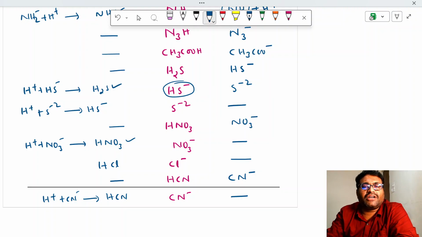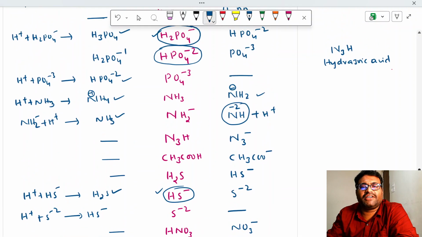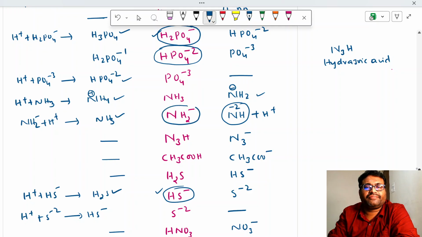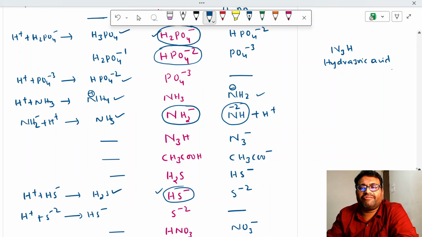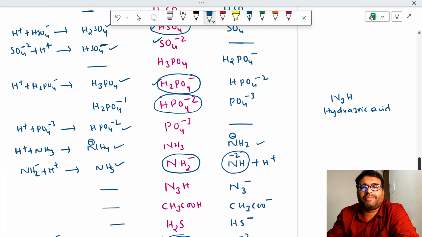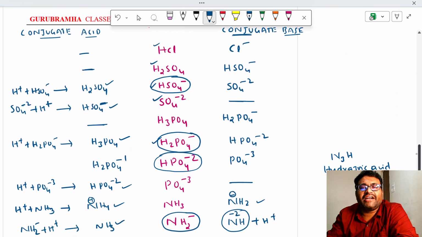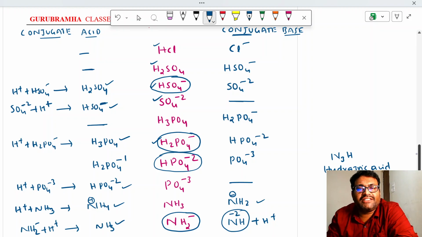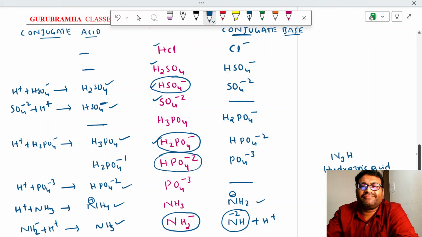Okay, so this rounded one, HS minus, and NH2 minus, HPO4 minus 2, for which both conjugate acid and base pairs are present, can act as both the acid as well as a base. Now you understood. From the given substance, if you remove a proton, you get the conjugate base. If you add a proton, you get the conjugate acid. Okay.